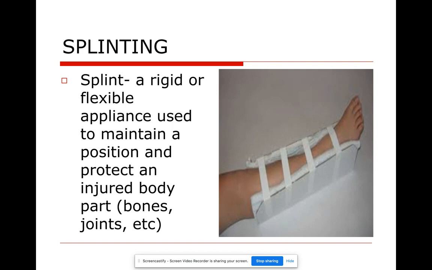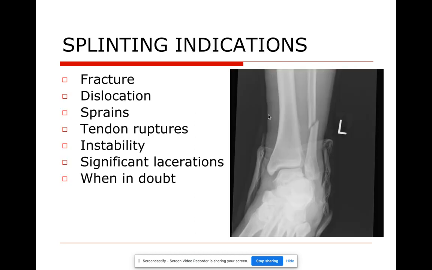So now that we know what a splint is, when are we going to put a splint on? We are going to put a splint on if someone has a fracture or a broken bone, if someone has a dislocation, or the bones are not in the normal position of the joint, if someone has a very severe sprain, like a grade 3 sprain, meaning it's completely torn, or a tendon rupture, again, meaning that it's completely torn.